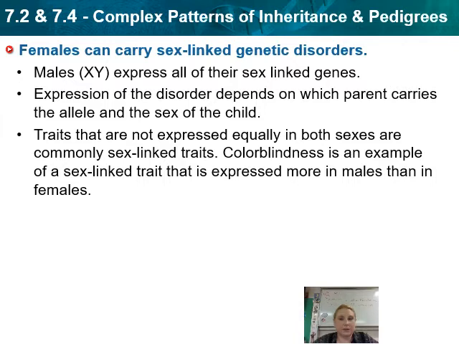Females, not so much. They might be carriers because they carry one copy of the gene, but they have one normal X, which does not have that gene, so they don't show that they have color blindness. They're called a carrier.